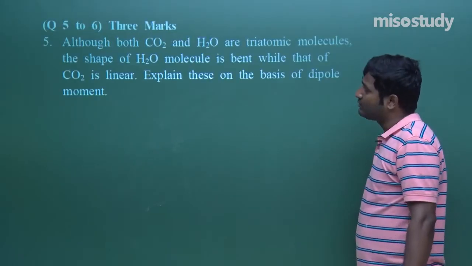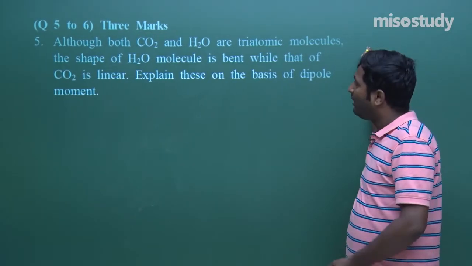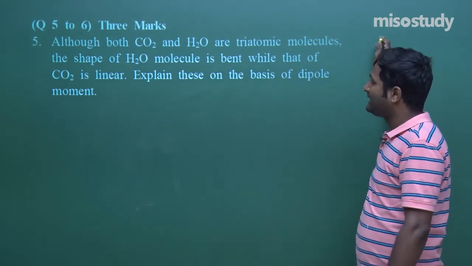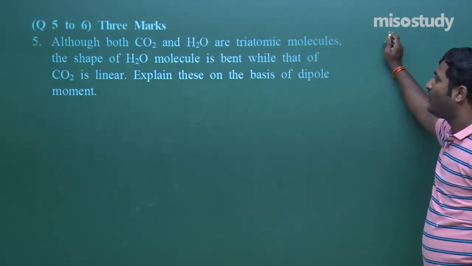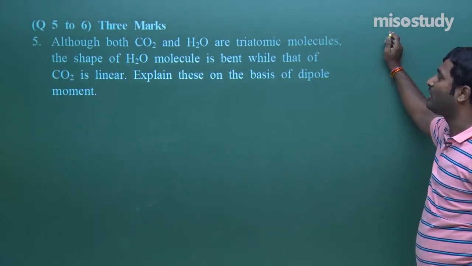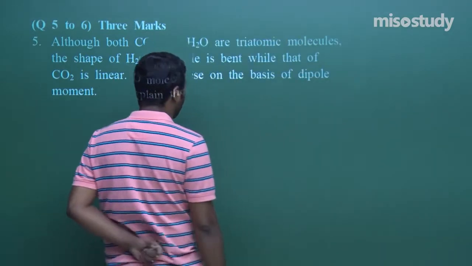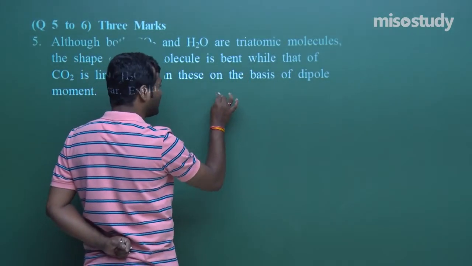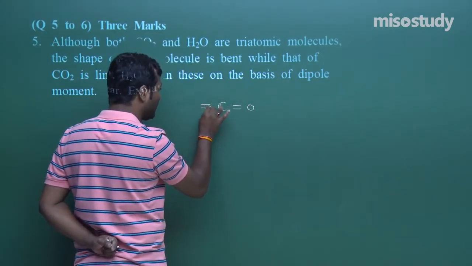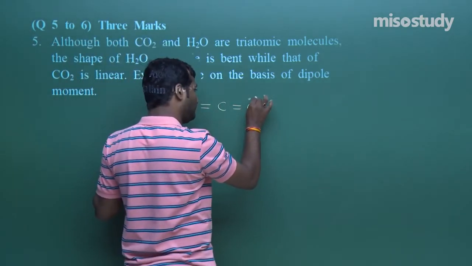The next question is question number 5. Although CO2 and H2O are triatomic molecules, the shape of the H2O molecule is bent while that of CO2 is linear. Explain this on the basis of dipole moment. First of all, as I told you, if I draw the structure of CO2, what do we observe? This is the structure of CO2. Am I right? Listen carefully.